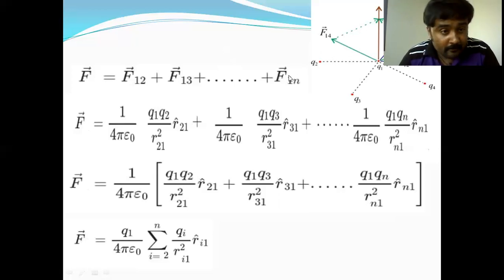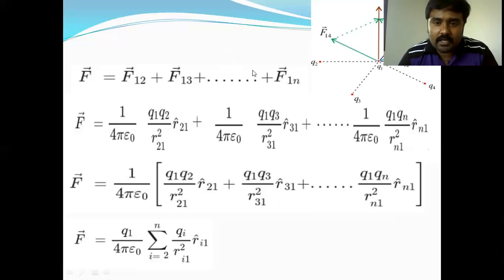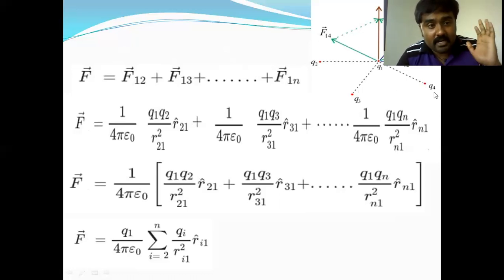According to the principle of superposition, when a number of charges are interacting, the resultant force on one particular point charge is given by the vector sum of the forces produced by the individual point charges. While calculating one force, we just ignore the presence of other point charges.